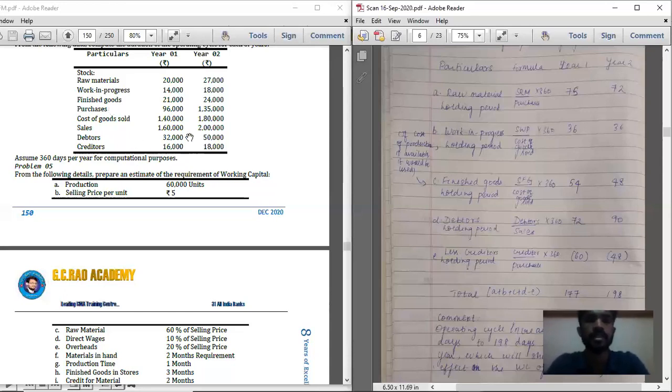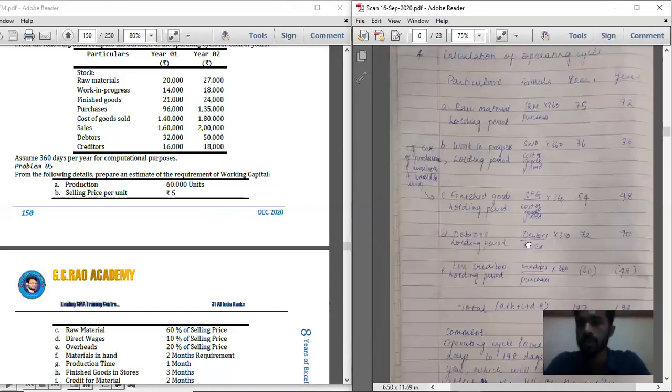Debtors divided by sales into 360. So in respect of the formula, put debtors divided by sales into 360. So what are the debtors they have given? 32,000 divided by 1,60,000 into 360. So 72 days. In respect of year 1, put 72 days.